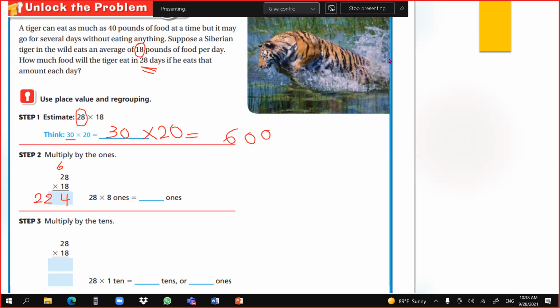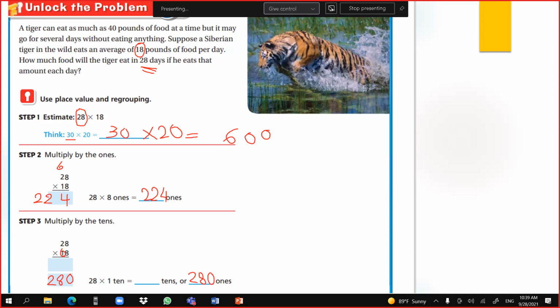So now here, multiplying 8 by 28, it's 224. Then they asked me now to multiply the tens. When you multiply the tens, if I want to write them in ones, I have to add 0 first, as I told you before. So here we have 0. Then we're going to multiply 1 now by 28. 1 times 8, and 1 times 2, 2. So we have here the answer is 28 ones.